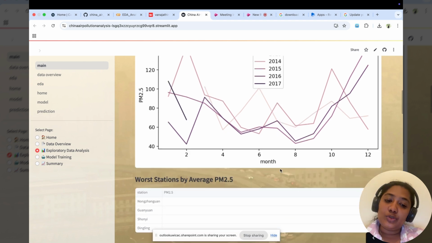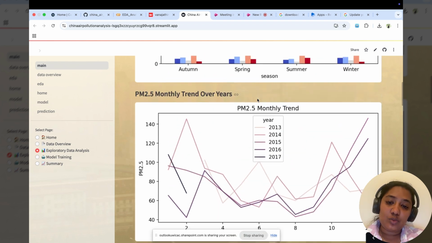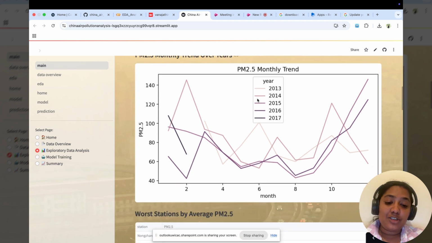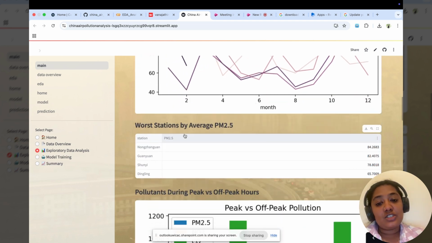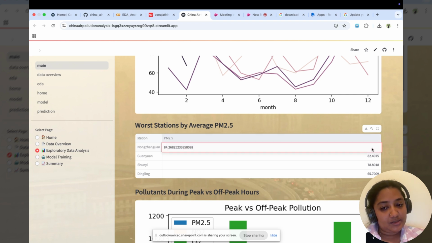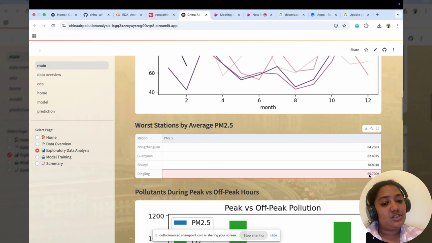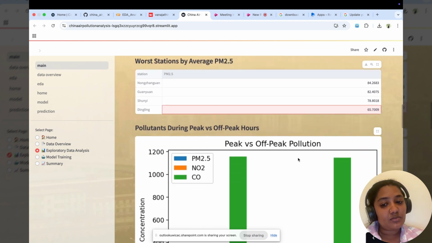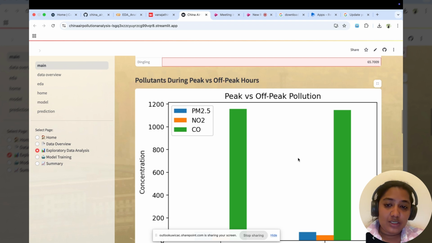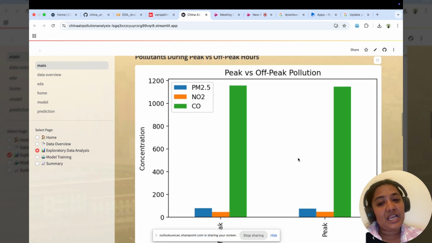Here we can analyze the month-wise trend over the years and the worst station by average PM 2.5. According to the PM 2.5 concentration, the worst station is Nongzhanguan. It's 84.26, right? And the minimum is 65.7009. It's Dingling.